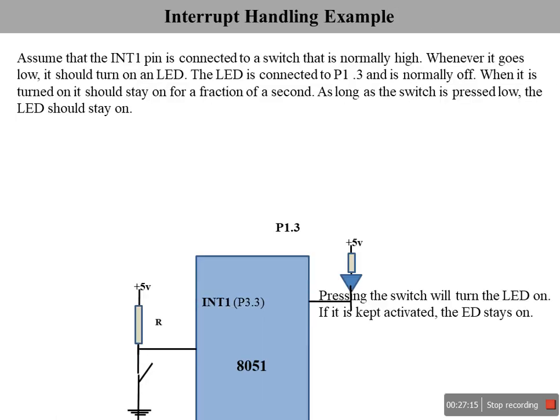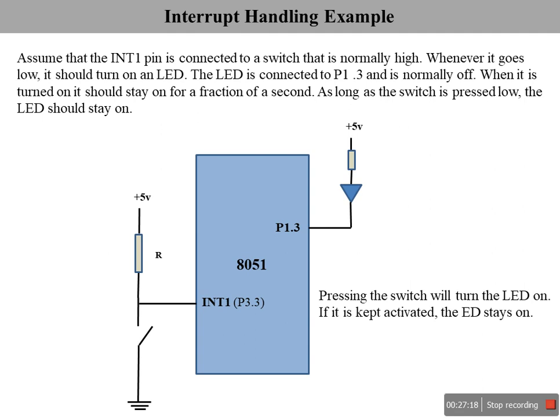Let's see how we can write an interrupt service routine and the hardware. Assume the scenario that the INT1 pin is connected to a switch that is normally high, because it is connected to plus 5 volts. Whenever it goes low, whenever the switch is closed, it should turn on an LED. This is the condition to be met.